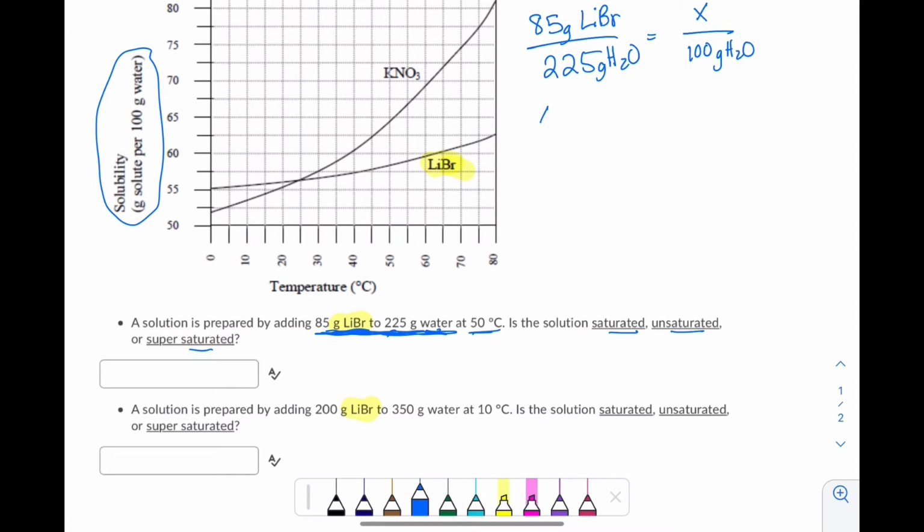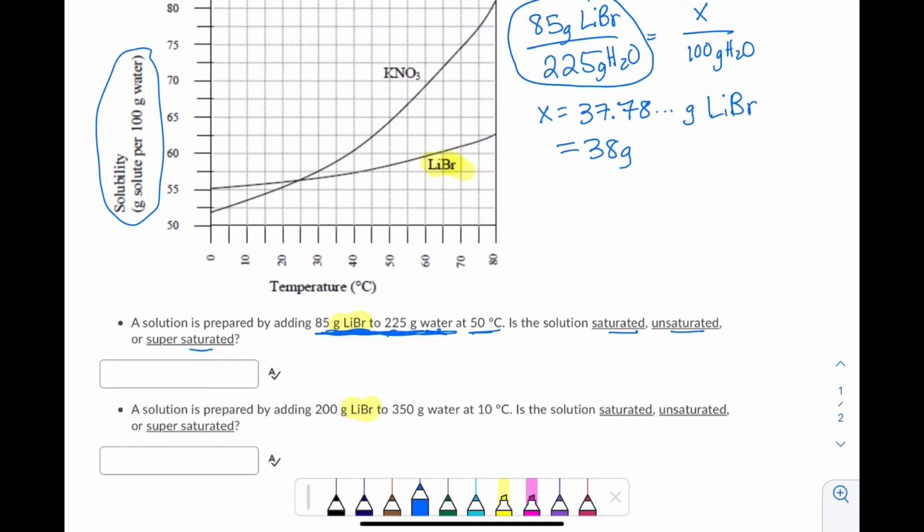85 times 100 divided by 225. Give me a second to plug it in. And you should be plugging it in your calculator as well to make sure I don't make a mistake. I am sure if I make a mistake, you will send me an email or post it in the comments. That is 37.77, etc., 8 grams of LiBr. So trying to dissolve 85 grams in 225 grams of water is like trying to dissolve, let's just call that 38 grams of LiBr in 100 grams of water.